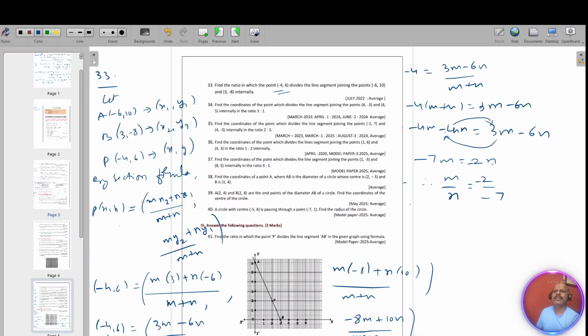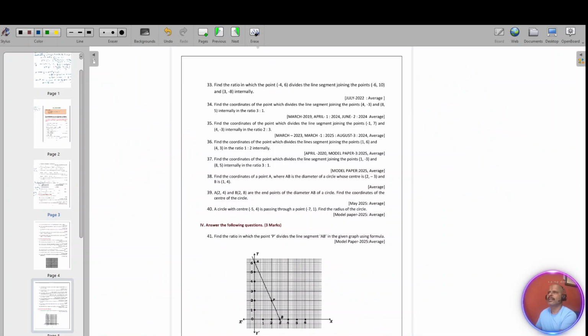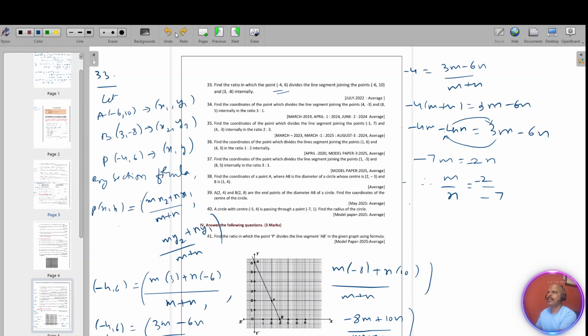Minus 2 it is, because minus 6n plus 4n is minus 2n. So this minus, minus cancel. m by n is equal to 2 by 7. Therefore, you say the required ratio is 2 is to 7. Even if you solve for the y coordinate, that is 6 equal to minus 8m plus 10n by m plus n, you will also get 2 is to 7 as a ratio.